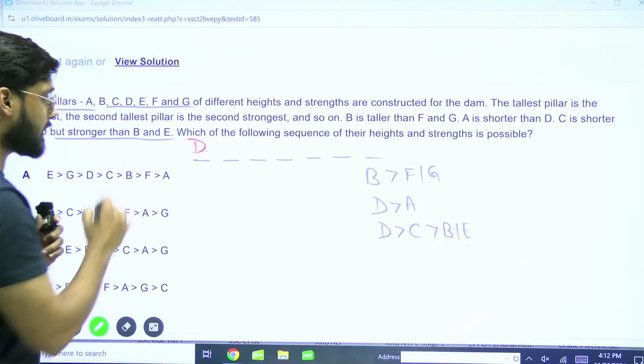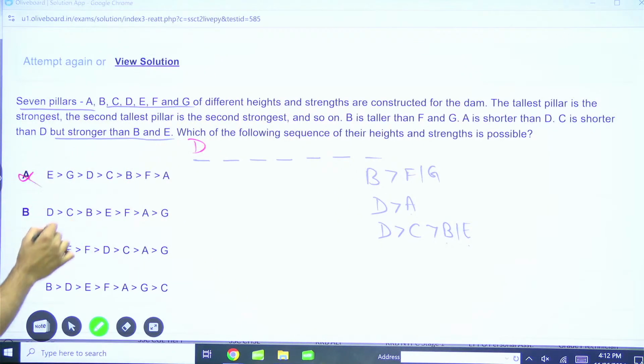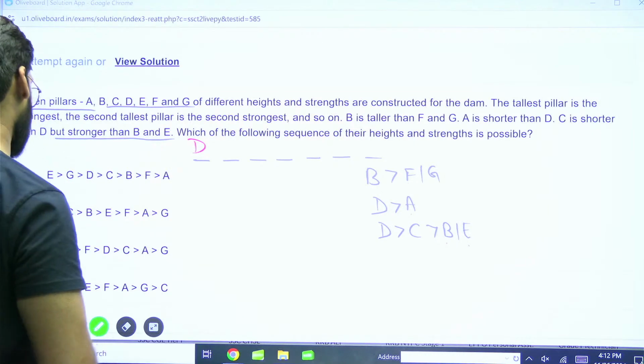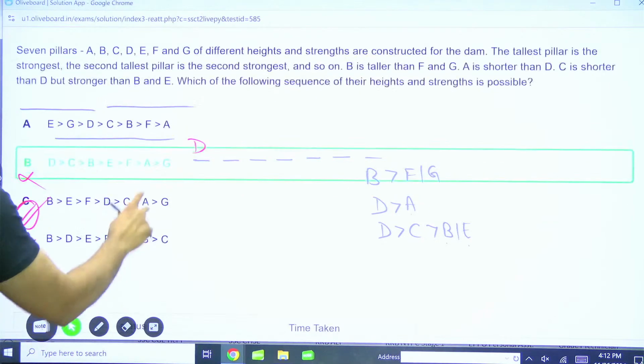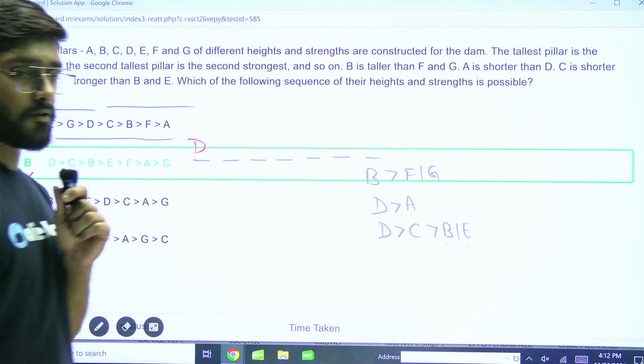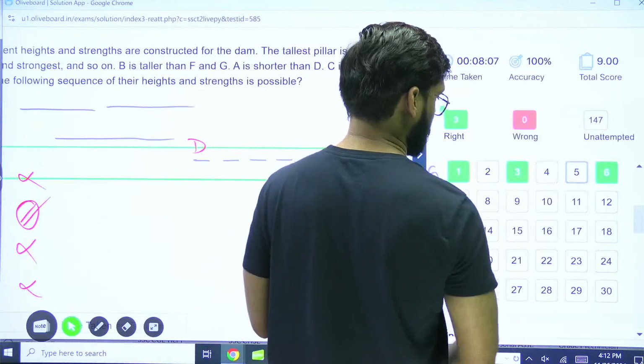If D is coming at the first position, option A is wrong, C is wrong, D is wrong. Only option B should be the right answer. Let's mark option B. Yes, we are right because it turns into green.